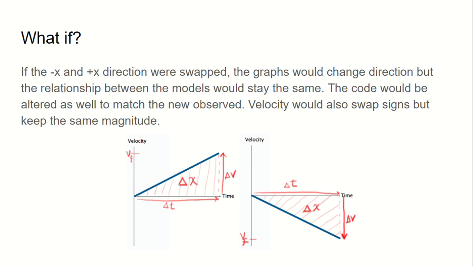If the positive x and negative x directions were swapped, the graphs would change direction, but the relationship between the models would stay the same. The code would be altered as well to match the new observed, but velocity would swap signs and keep the same magnitude. This can be seen in the graphs below, as the amount traveled is the same and the slope of both lines is the same, the second is just negative.